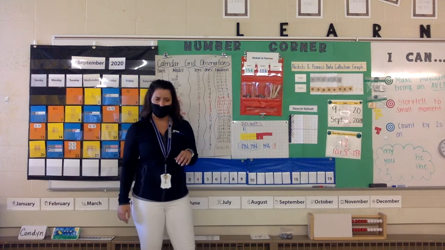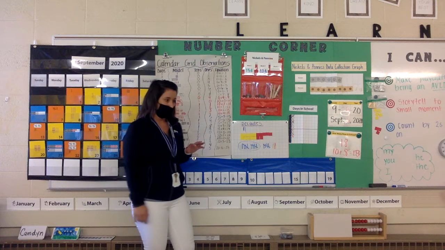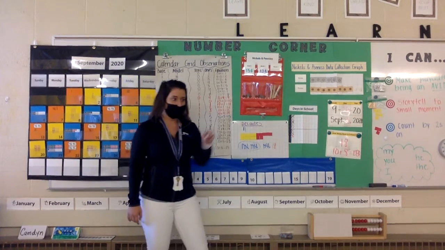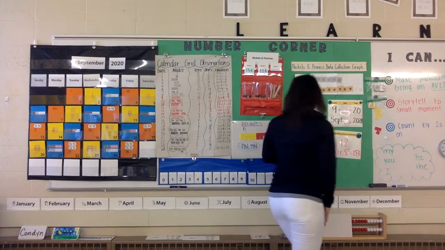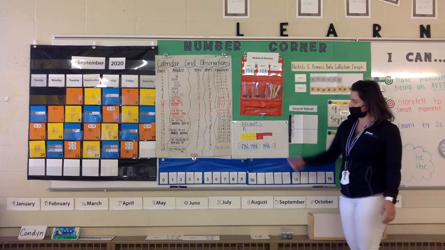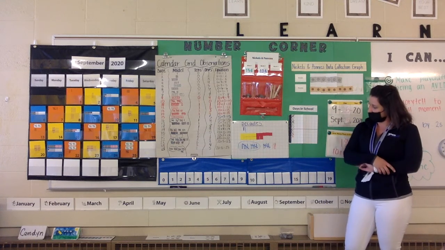What would come next if we're still counting by 5s and we're at 25? What is 5 more? 30. Good. All right, my friends, we need to fix our model or our picture here. What do I have to do? What do I have to add?